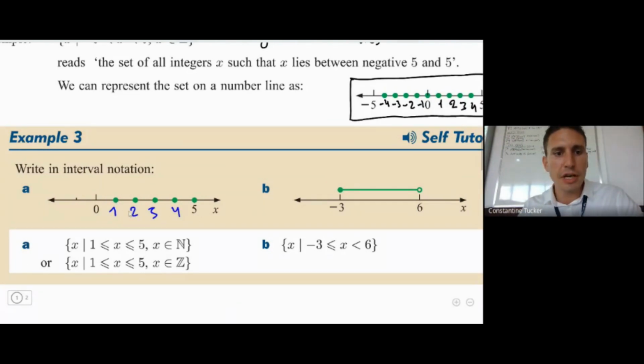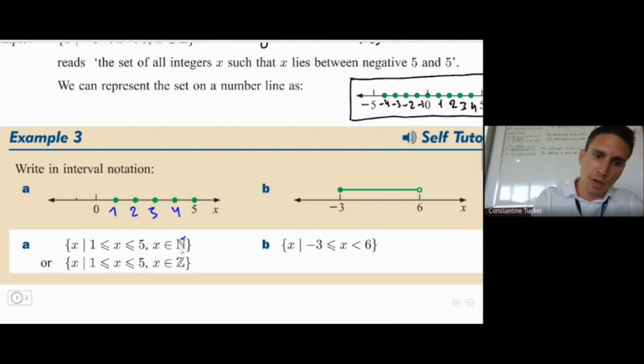So how do we say we've got all the numbers between 1 and 5, but they must be whole numbers or they must be natural numbers? Basically, this is how we do it. We say it's all the numbers between 1 and 5, less than or equal to in both cases, because these are both included. And then we say x will be a natural number. I'm going to remind you here that this means natural numbers, which means positive whole numbers.